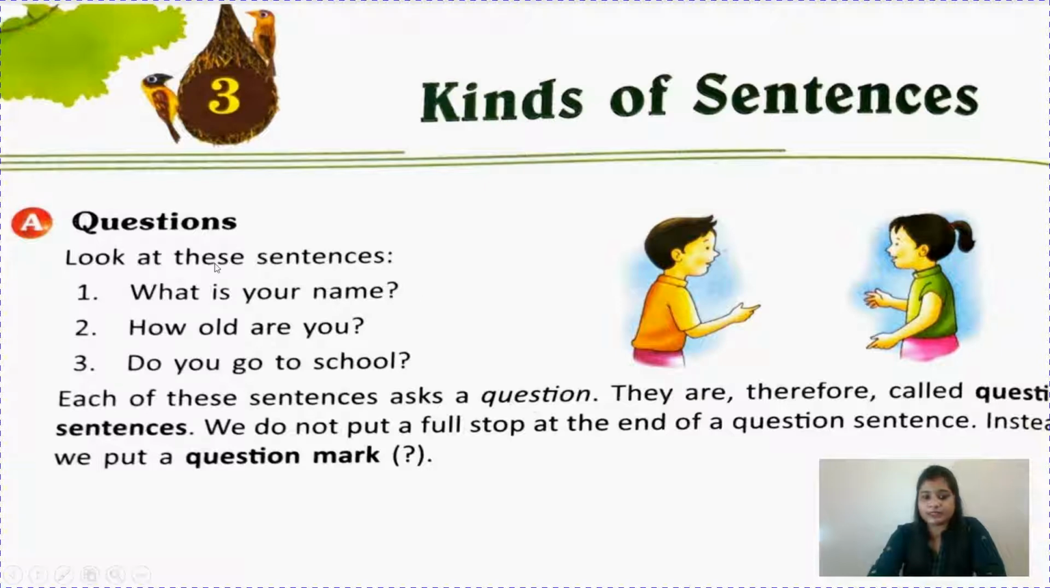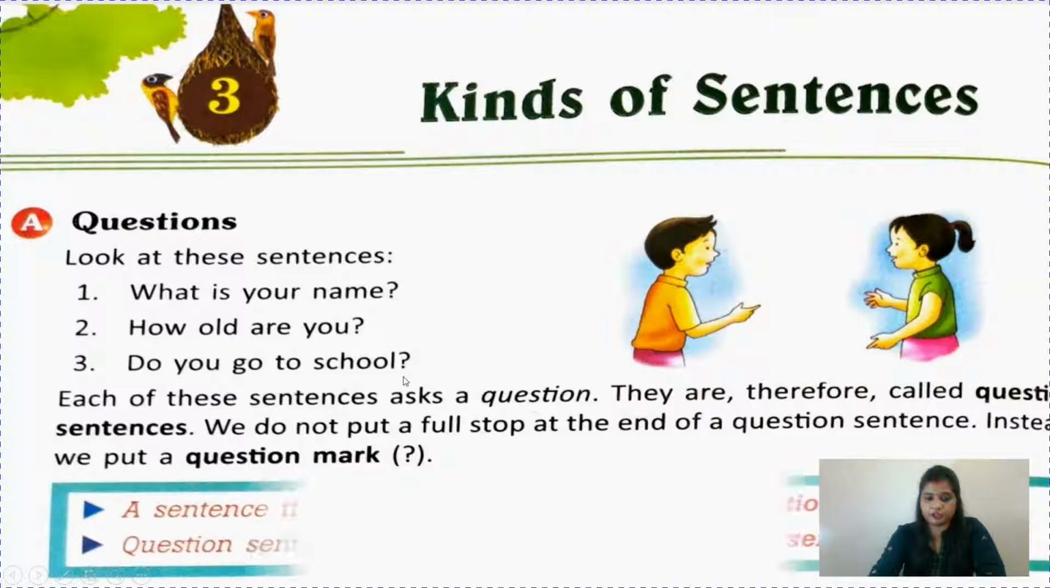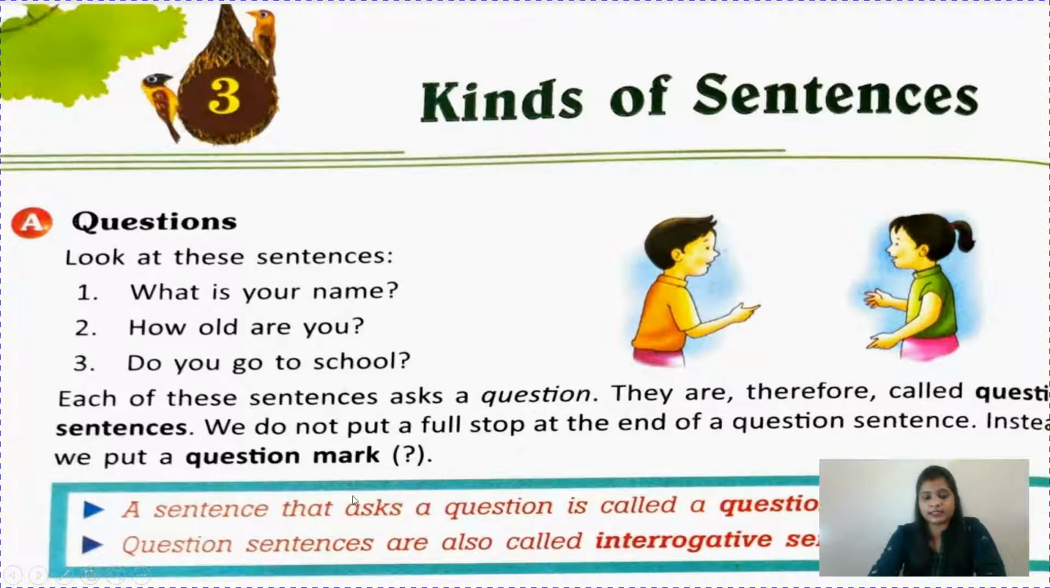So each of these sentences asks a question. They are therefore called question sentences. We do not put a full stop at the end of a question sentence. Instead, we put a question mark, and you know the sign of a question mark. So, a sentence that asks a question is called a question sentence. And question sentences are also called interrogative sentences.